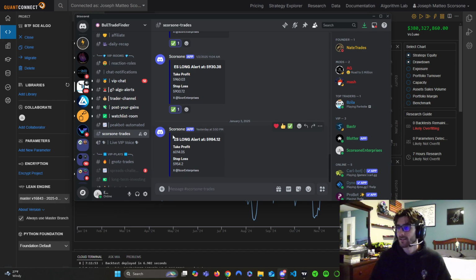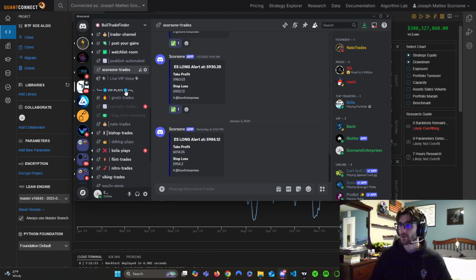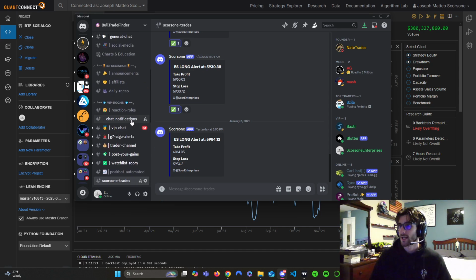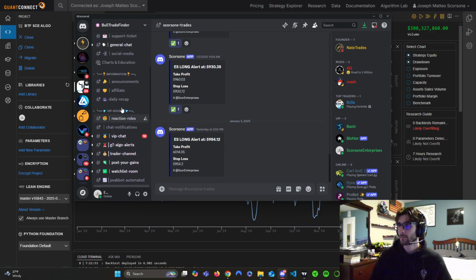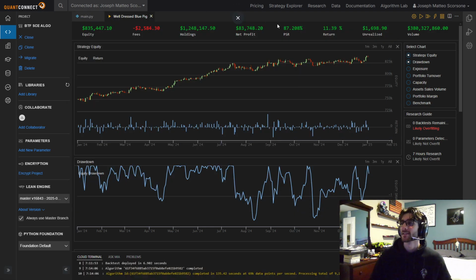We're going to get into this backtest a little bit. First, I want to show you guys the alert would come up like this, just as a simple webhook alert. We've all seen these before. Of course, there would be other channels that you guys would have with your VIP membership to Bull Trade Finder, right? So yeah, let's get into this backtest a little bit.